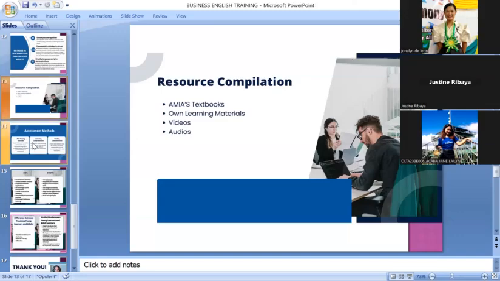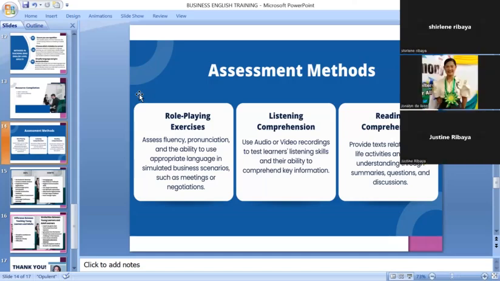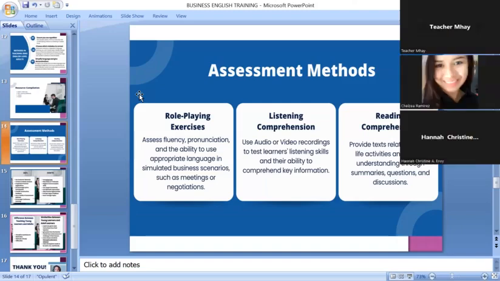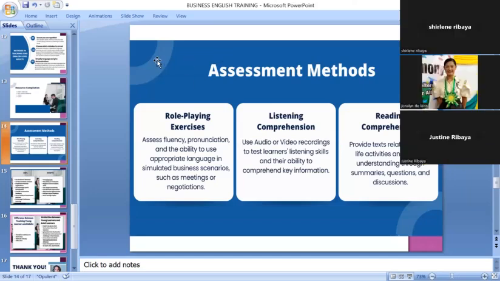And next is how to assess. Okay, why do we need to assess our students? Teachers, why do we need to assess our students, even if they are adult or young? Okay, who wants to share? Why do we need to assess our students? Why is it needed? Who wants to share? You're free to share your ideas, your suggestions, further information.